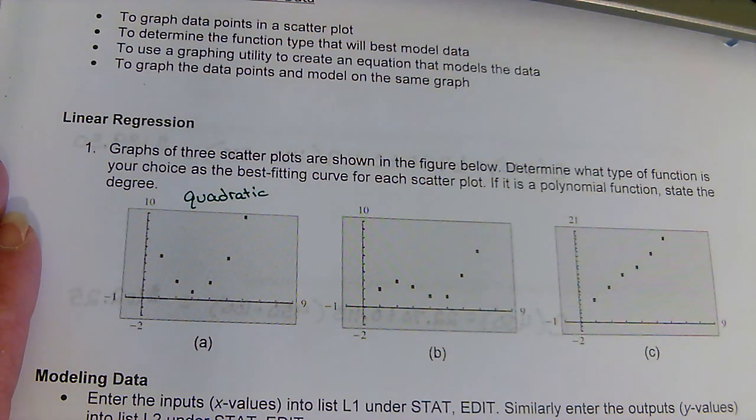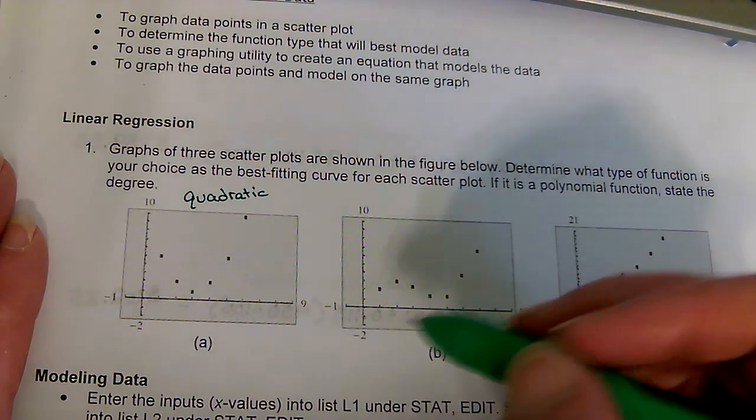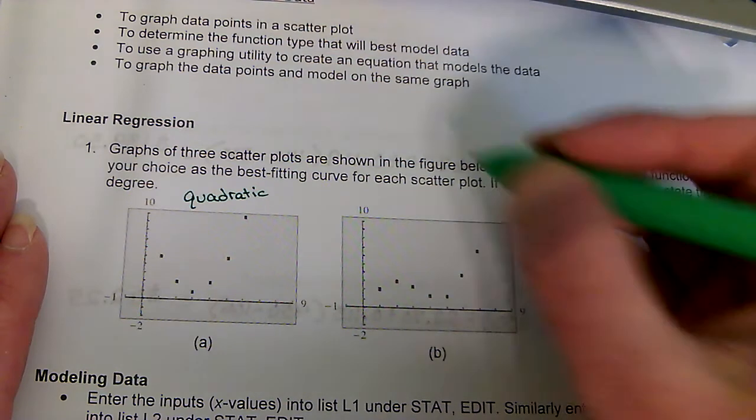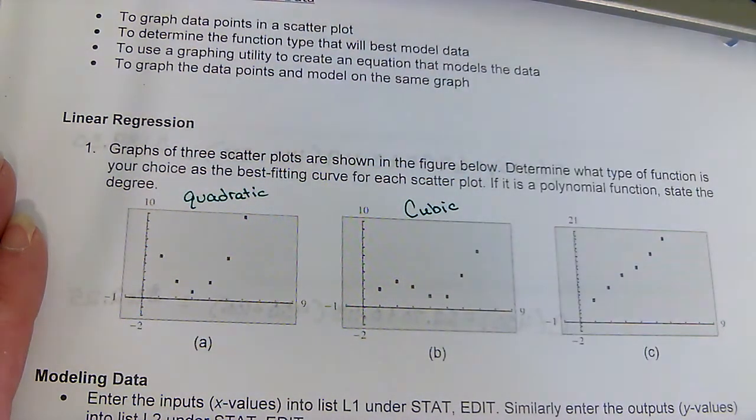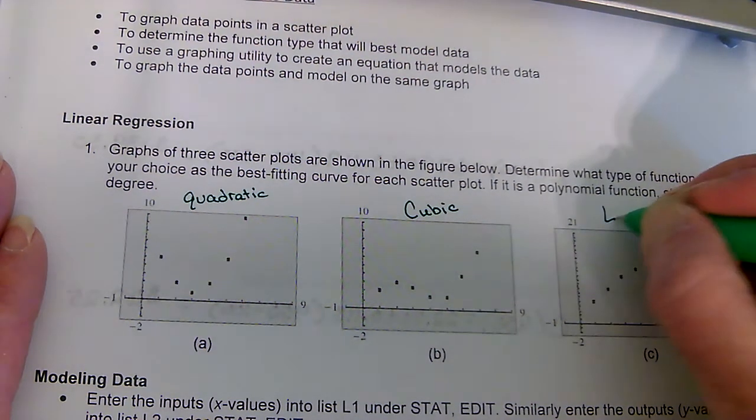The second one kind of turns twice. That looks like it could be almost cubic. And I think the last one almost looks like a line, so it could be linear.